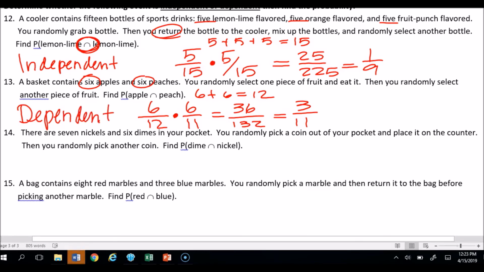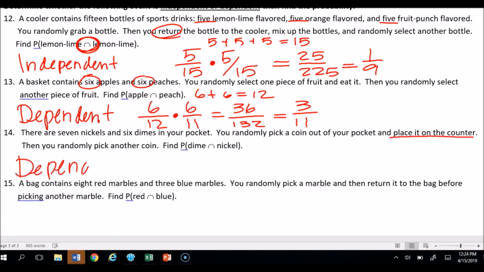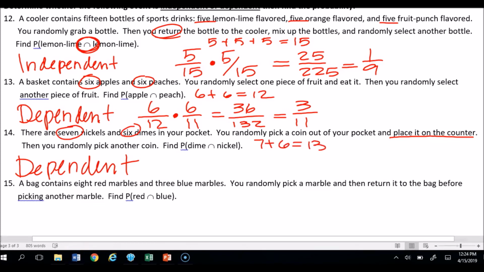Number 14, there are 7 nickels and 6 dimes in your pocket. You randomly pick a coin out of your pocket, place it on the counter. So this is going to be another dependent problem because we didn't put it back. So we again need to figure out how many coins we have. So we have 7 nickels and 6 dimes. So we're going to add 7 plus 6. That's going to give us 13 to start with. So we got 13 coins to start with.